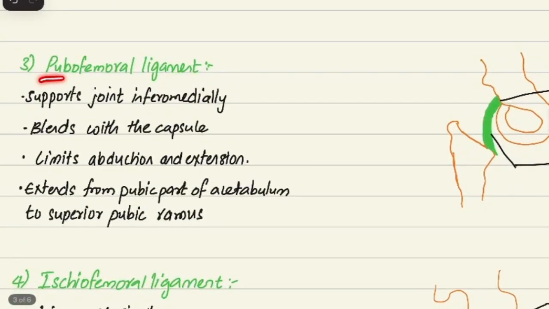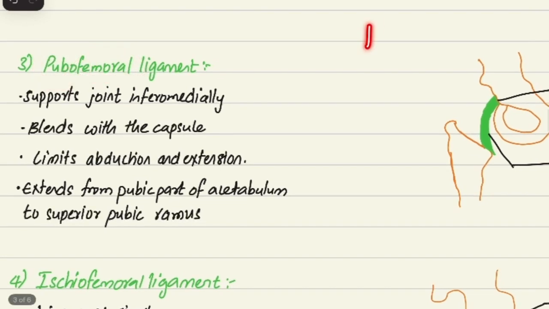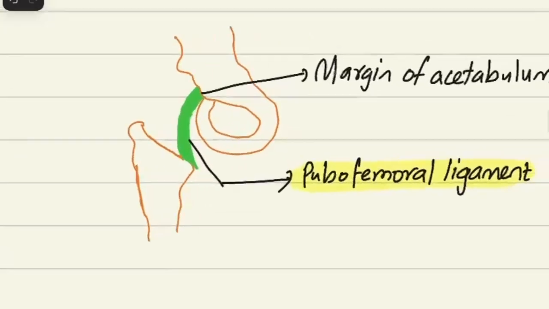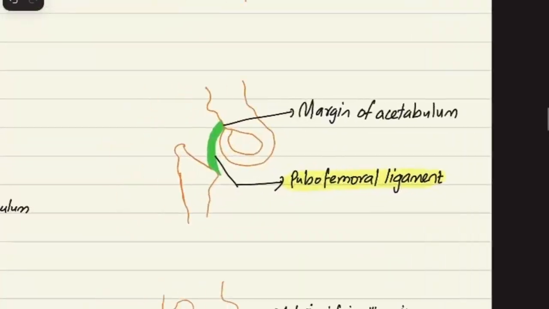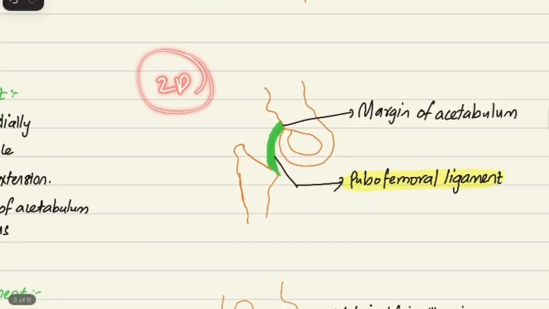Next, the third ligament is the pubofemoral ligament. In the name itself, it talks about pubofemoral, that is from the pubis to the femur. Simple, right? It supports the joint inferomedially, blends with the capsule, and limits abduction and extension. It extends from the pubic part of the acetabulum to the superior pubic ramus. You can appreciate this in this diagram, from the margin of acetabulum to the superior pubic ramus. See, this is the 2D diagram. In 3D we can see it more clearly.